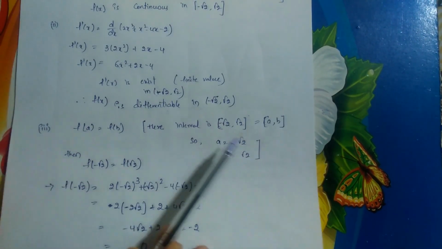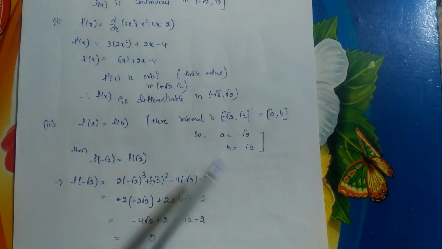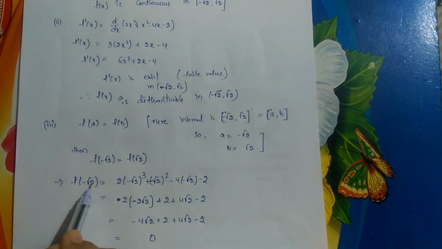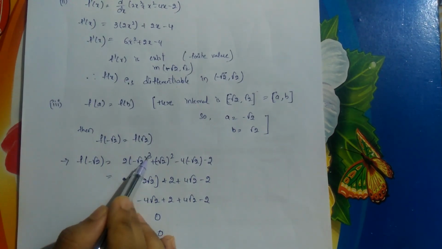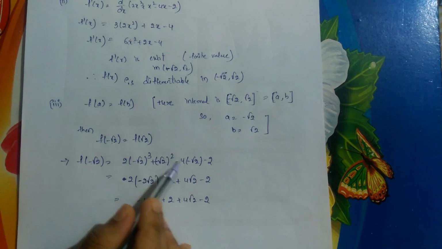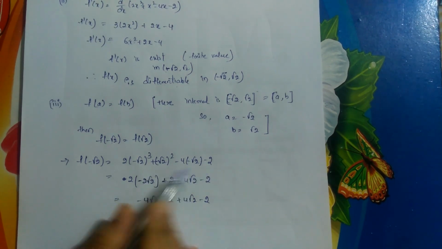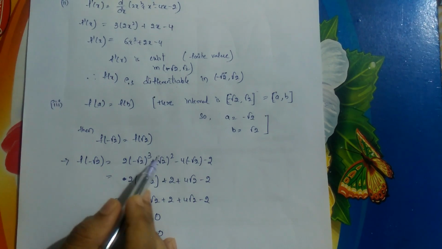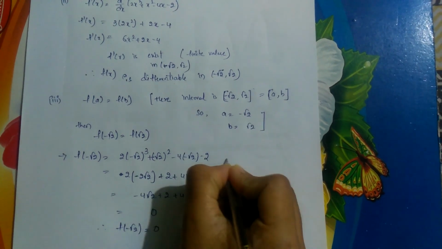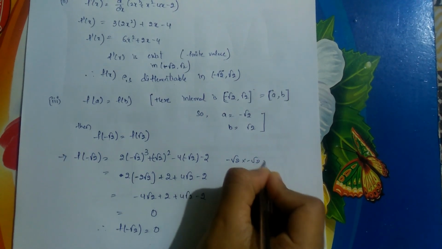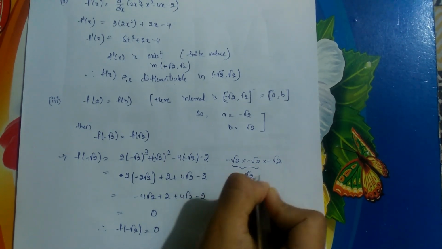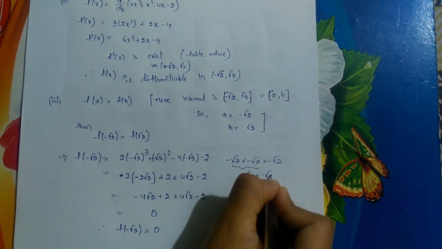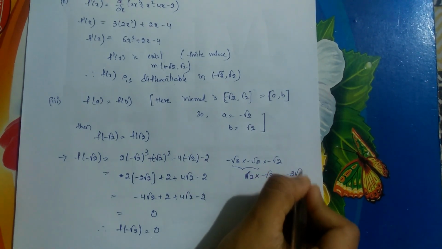So f of x is 2x cube plus x square minus 4x minus 2. So in the place of x you need to substitute minus root 2 and calculate it. You will get 2 of minus root 2 whole cube plus minus root 2 whole square minus 4 of minus root 2 minus 2. And minus root 2 whole cube means minus root 2 into minus root 2 into minus root 2. So minus root 2 into minus root 2 comes as root 2 into root 2, which is 2, and then into minus root 2, so further you will get minus 2 root 2.